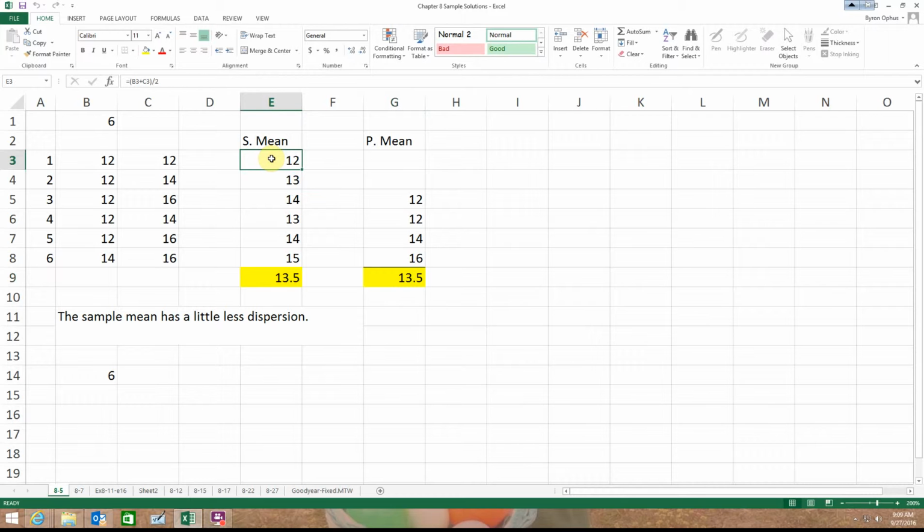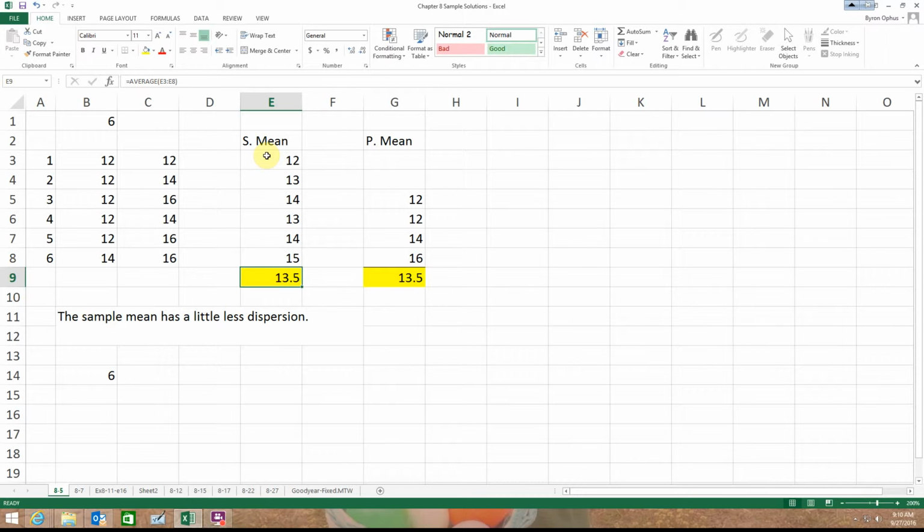And so the mean of this is simply equal to, I used this formula, and you could use the average function as well, but this plus this, and I need to use parentheses because I'm mixing up functions, divided by 2, right? Okay, and I can carry that down, and that gives me what the mean is of each of those sample pairs.